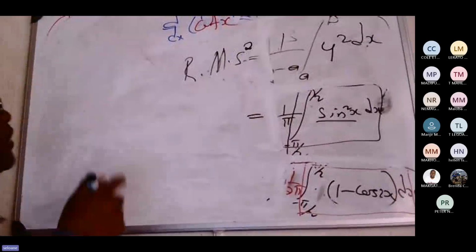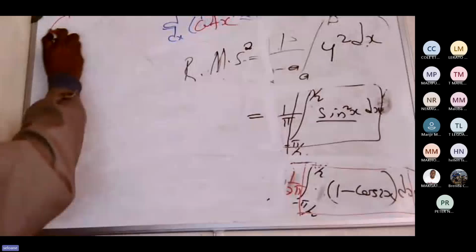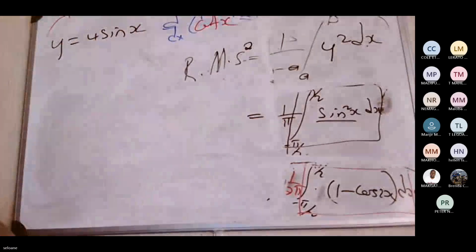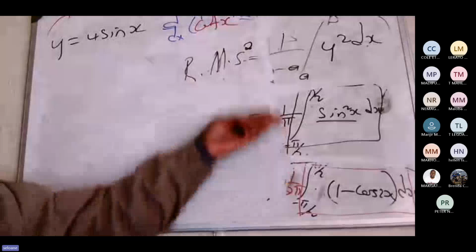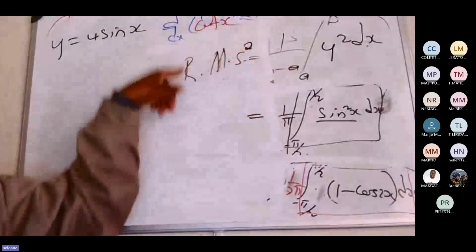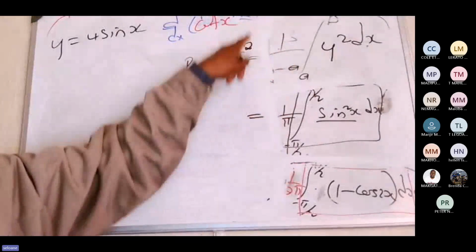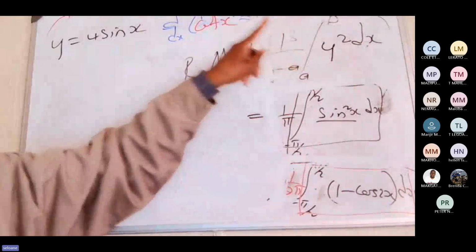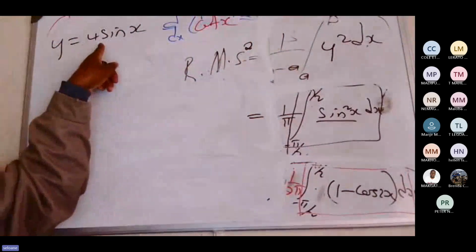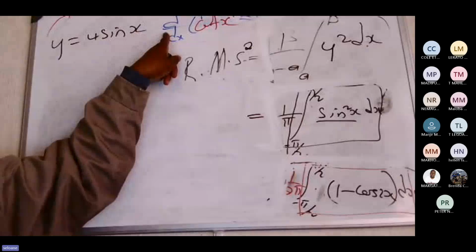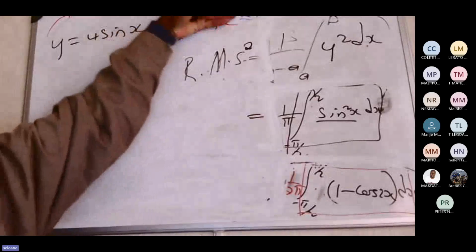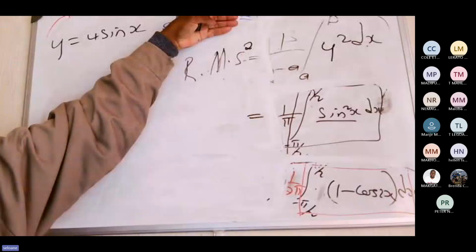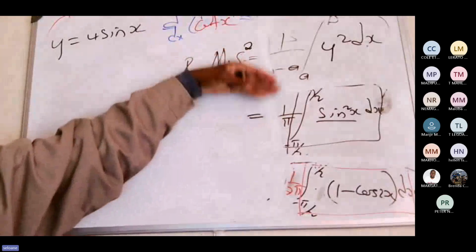And if not, you can just simply compare it with what? Say y is equal to 4 sine x. That is, compare the answer for the root mean square of sine x and the root mean square of 4 sine x. The average, we saw them. They were equal. The average, they are equal.